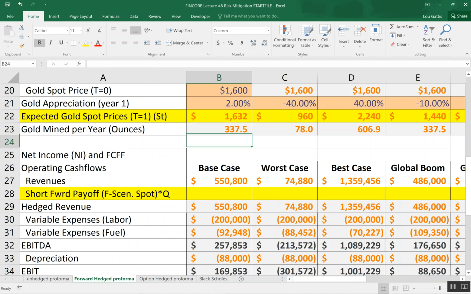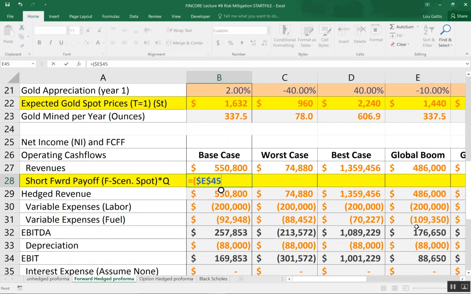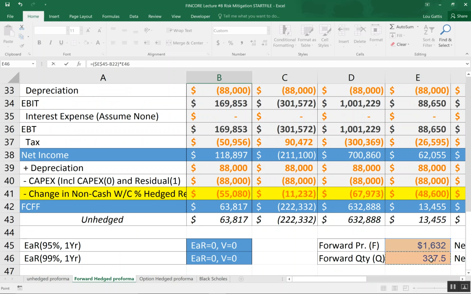Now, how we write that, assuming Todd Hoffman put on this contract, is we can model the effect of it by just adding a line under, say, revenues, and we'll assume that those derivative payoffs are taxable. So we're going to say that's equal to the forward price, which I'm going to anchor, minus whatever the spot price turns out to be in every scenario, which I won't anchor, times the negotiated quantity, which I'll anchor.